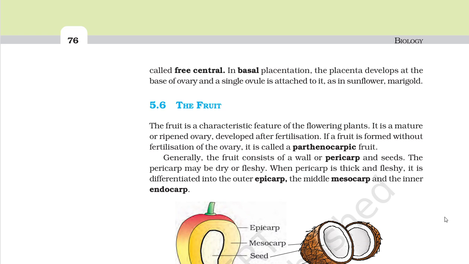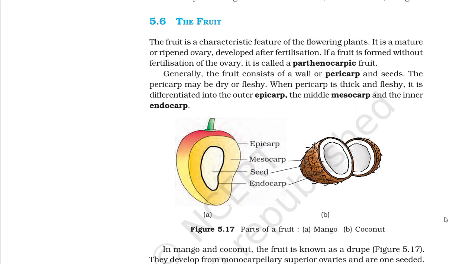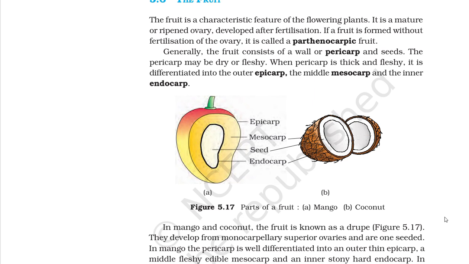5.6. The fruit. The fruit is a characteristic feature of flowering plants. It is a mature or ripened ovary developed after fertilization. If a fruit is formed without fertilization of the ovary, it is called parthenocarpic fruit. Generally, the fruit consists of a wall or pericarp and seeds. The pericarp may be dry or fleshy. When pericarp is thick and fleshy, it is differentiated into the outer epicarp, the middle mesocarp, and the inner endocarp.